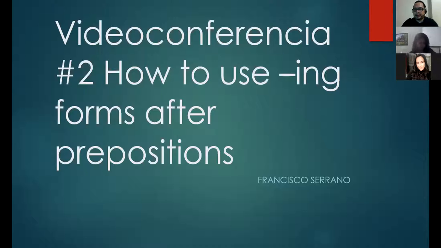Como le estaba diciendo a Tatiana, Jenny, ahora vamos a hacer un repaso de lo que vimos el día de ayer. Vamos a completar algunos ejercicios using the infinitive. As well, we are going to use the ing form after a preposition. What is the best way, or what is the correct way, to use it?